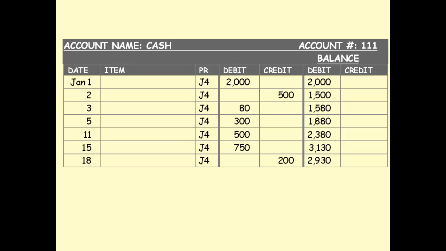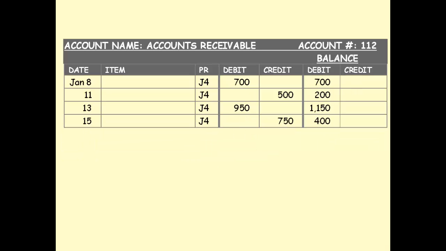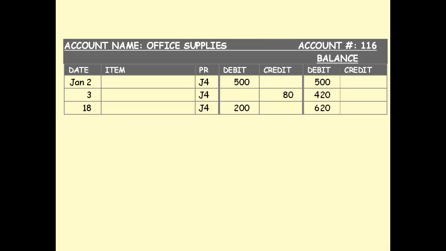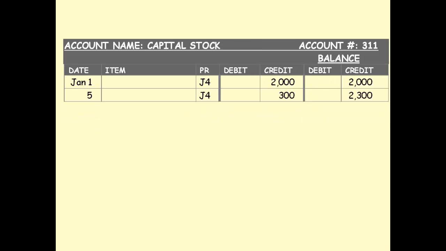So even though the entries may switch from being debits to credits and back and forth, the balance in that account should always be a debit. Accounts receivable ends up with a debit of $400. Office supplies, a debit of $620. Capital stock, a credit of $2,300. And fees earned, a credit of $1,650. There's a way to check and see if we got it right.